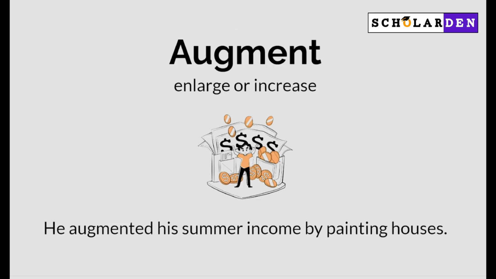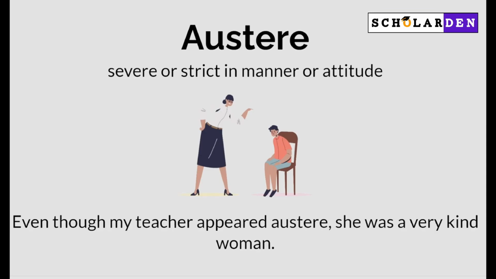Augment. Augment means to enlarge or increase, or sometimes make better. He augmented his summer income by painting houses. So he had some income, but he added to it by painting the houses. Or you might say, you could augment your argument by including more facts. So you're kind of increasing it, making it better, or making it stronger.